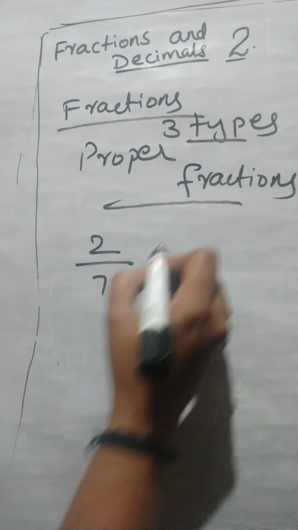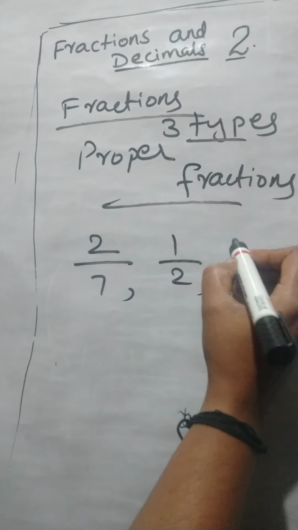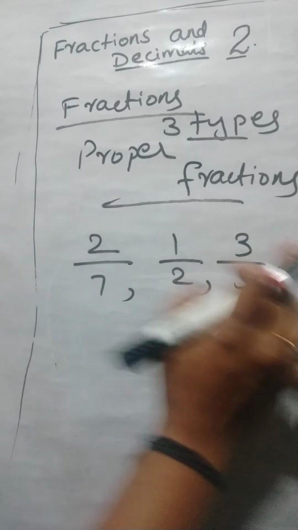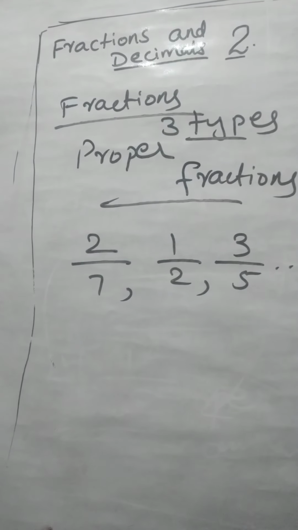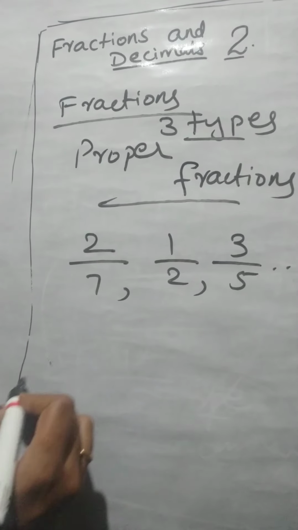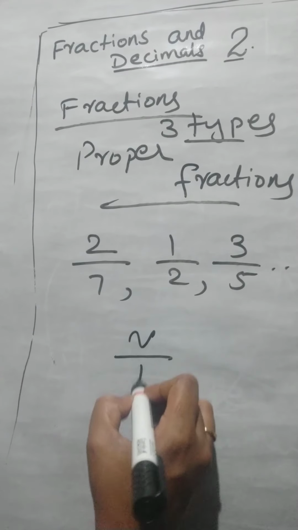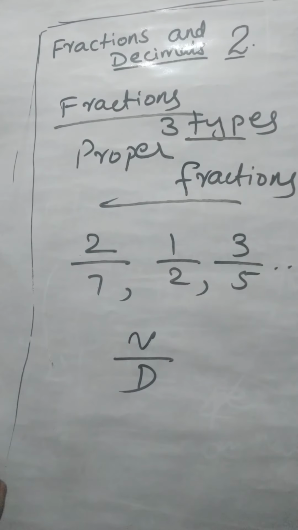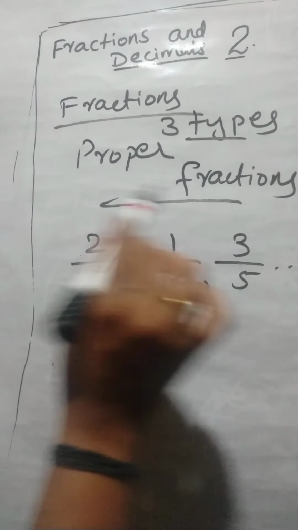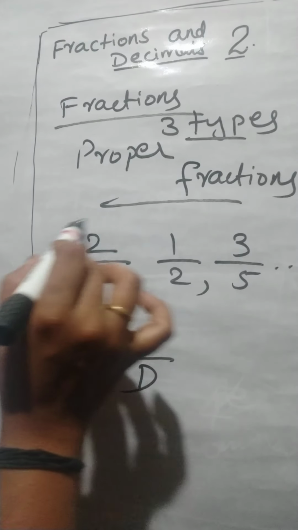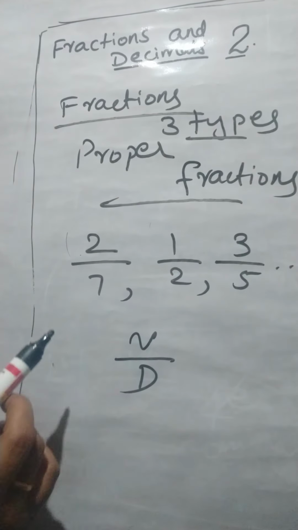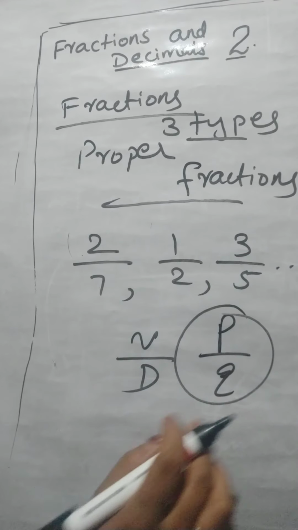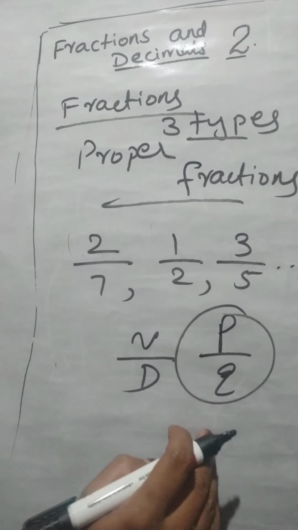2 upon 7, 1 upon 2, 3 upon 5. These types of fractions are known as proper fractions. We know fractions have numerator and denominator. Numerator is smaller than the denominator. This is known as proper fraction. Numerator will be smaller than the denominator. That is P by Q. P will be the numerator, Q is the denominator.